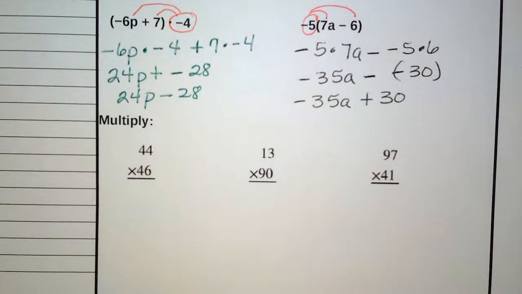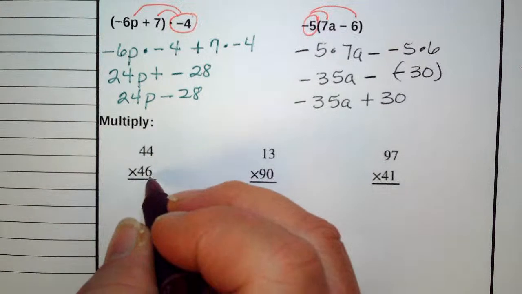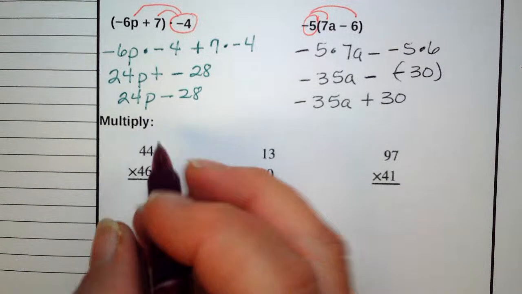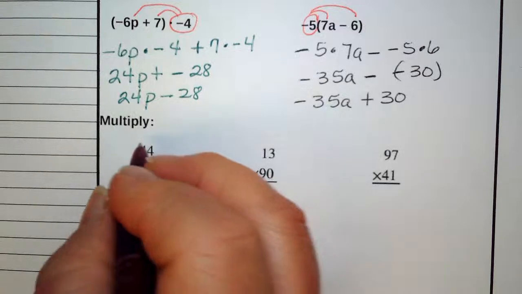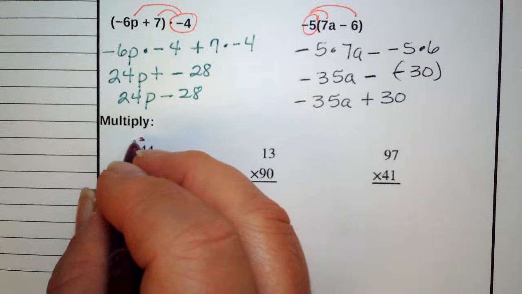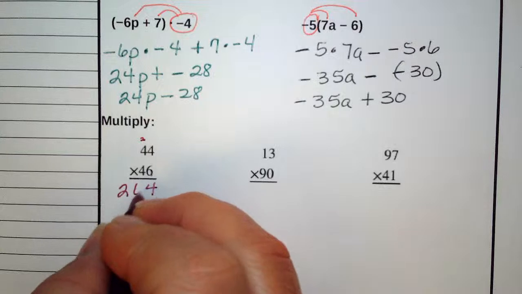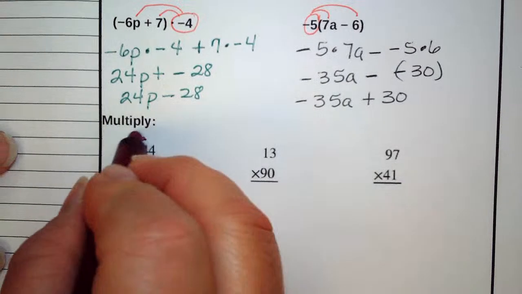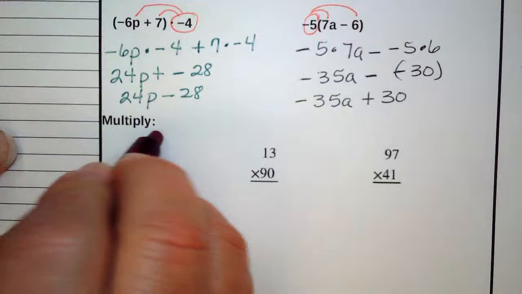Okay, we got 3 multiplication problems that we're going to do together, and then you'll have 2 to do on your own. As we're doing this, remember you start with this first digit. 6 times 4 is 24. I'm going to carry the 2. 6 times 4 is 24, plus 2 more is 26. Okay, I am ready to go to the next one.